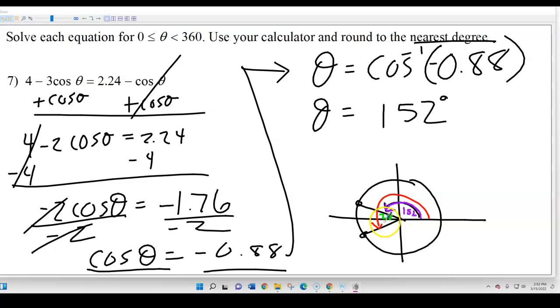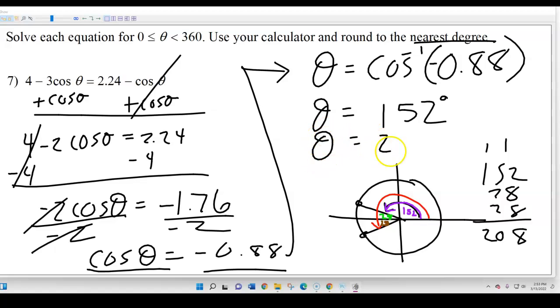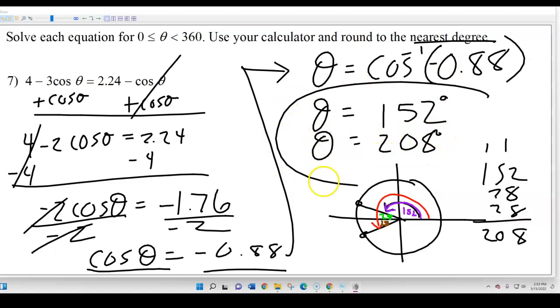And because of the symmetry, if this angle is 28, then the one directly below it is 28. And then basically, to find the red arc, we do the purple plus the green plus the brown. And that'll give us our other angle. So we have 152 plus 28 plus 28. And we get 208 as an answer. And there's our other angle.